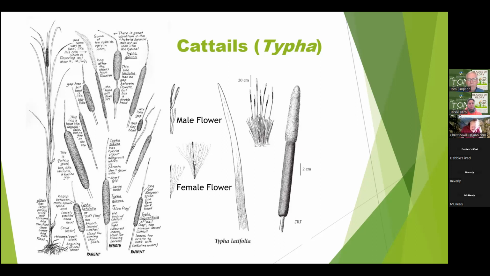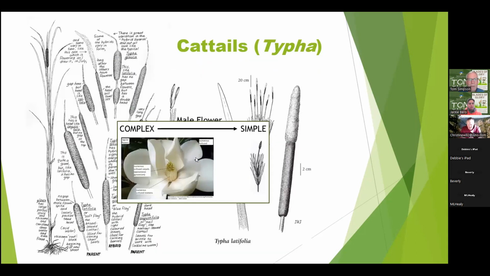But look at the incredible simplicity of these flowers. There's basically only the actual ovary and attendant parts in the female flower, only the stamen left in the male flower. And so we have this evolutionary trend going from big and complicated and complex down to extremely small and simple.